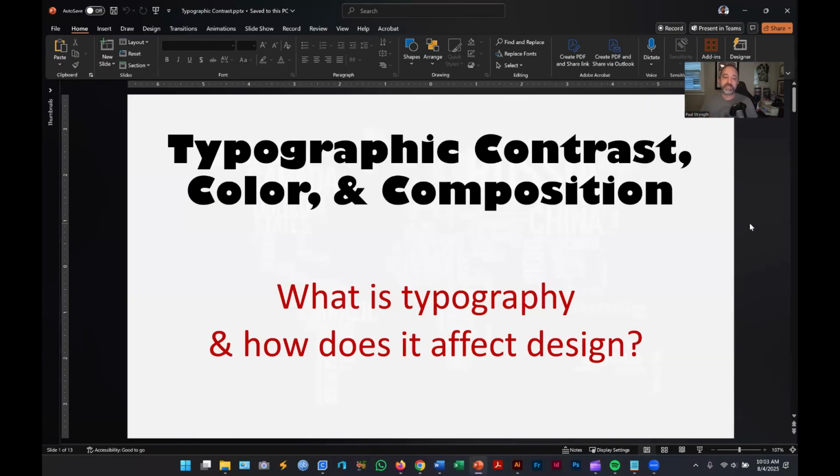So let me go ahead and share my screen. All right, let's take a look at typographic contrast. What is typography and how does it affect your design? That's something about what we do as designers that's different than everybody else: we control typography. We control the fonts, we control the way things look. And we also look at things in a different way, okay?